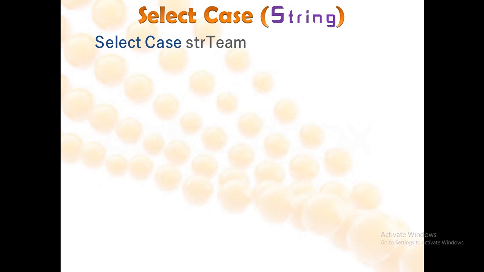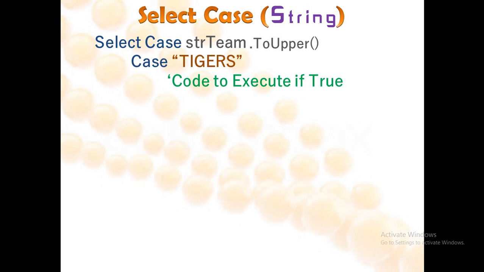So the best thing I prefer when checking strings is to always convert them to the same case, either capital letters or small letters. I prefer capital letters, so you can just add this to convert to capital letters. Then after that, you can have Case tigers. Let's say your team is known as tigers. If the user enters tigers, they will be told something like, you are in the tigers team, you are very awesome, you are from Asia.